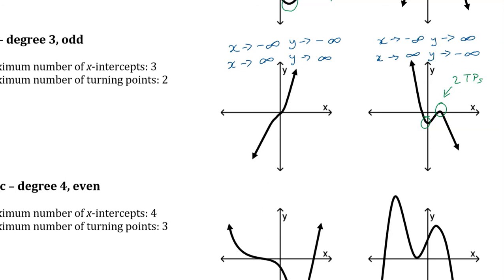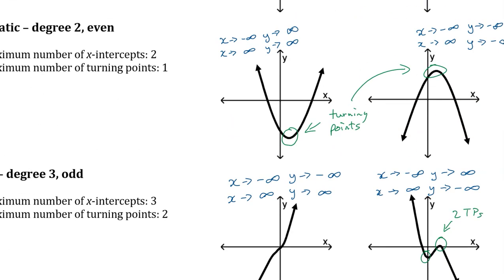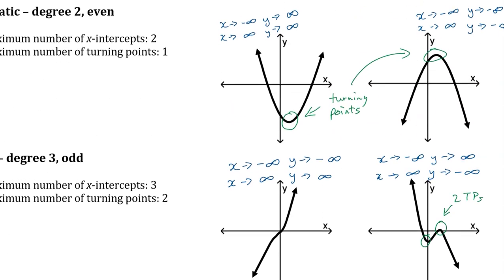Okay? And if one is pointing up and one is pointing down, can I have 0 x-intercepts? I hope you realize the answer is no, you cannot. So you're going to have at least 1 x-intercept. Was that same thing true for the even degree 2 polynomial?